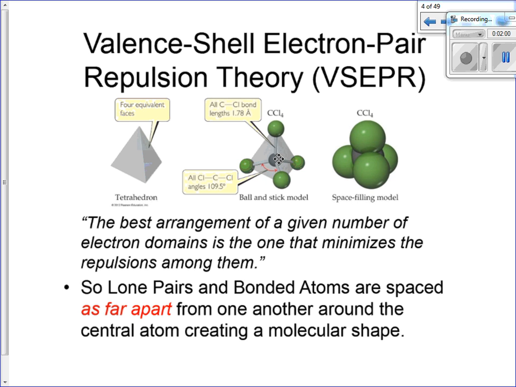Valence-Shell Electron Pair Repulsion theory is the VSEPR theory, and this is why we do what we do. It's the best arrangement to minimize those repulsions. So we space them as far apart from one another around the central atom as possible. You might see that abbreviated in a question as VSEPR, so you should be able to recognize that it's referring to shape when you get to that point, okay?